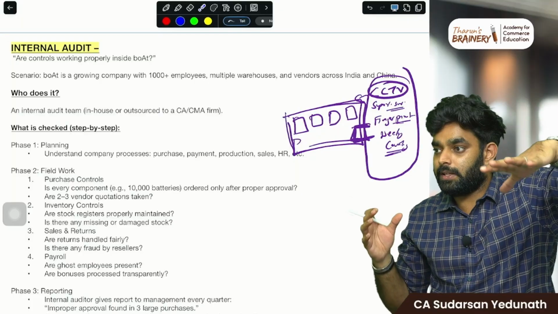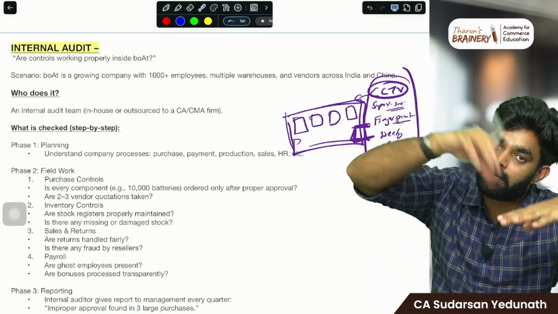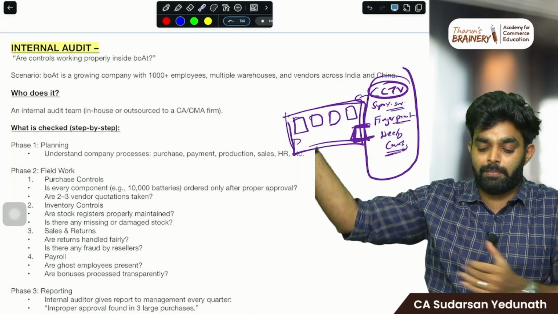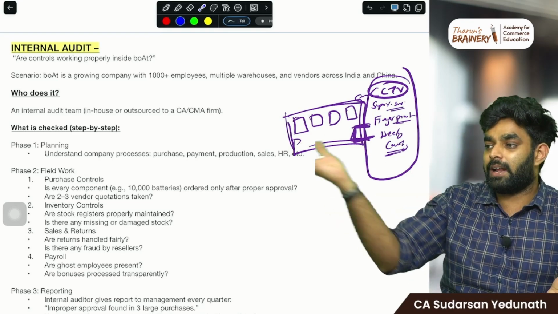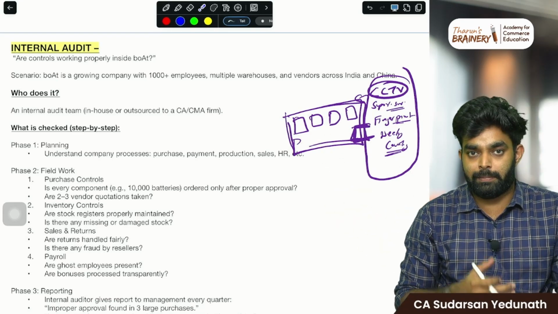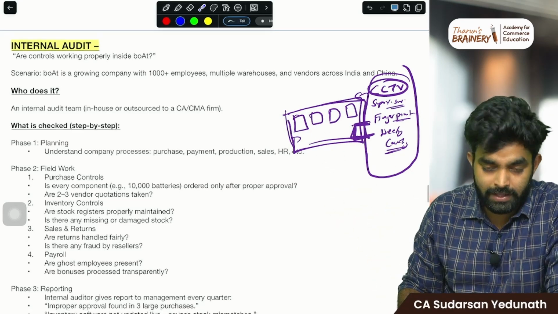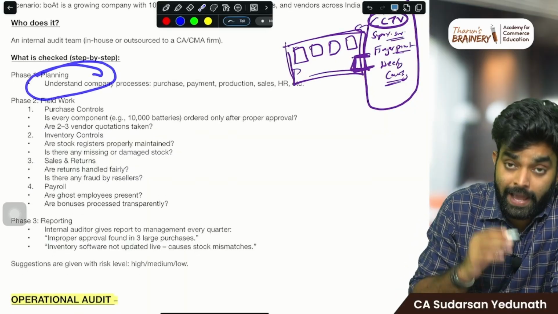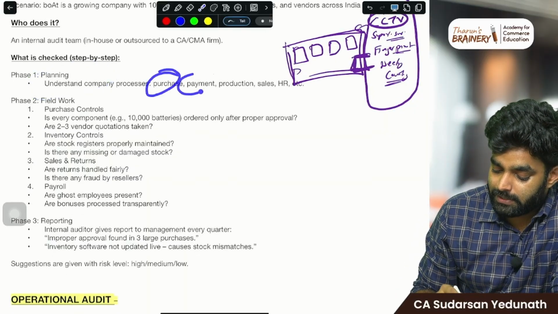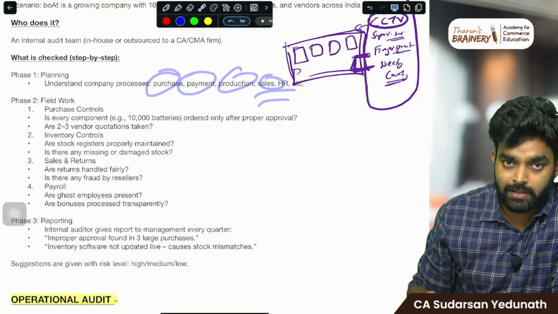I told you, he can be either an employee of the company or a normal CA or CMA. The company will hire them for 2 months to do the internal audit. That can also happen, in-house or outsourced, no problem. Anything is fine. First, he will plan the audit. He'll look at purchase, payment, production, sales, HR, everything.